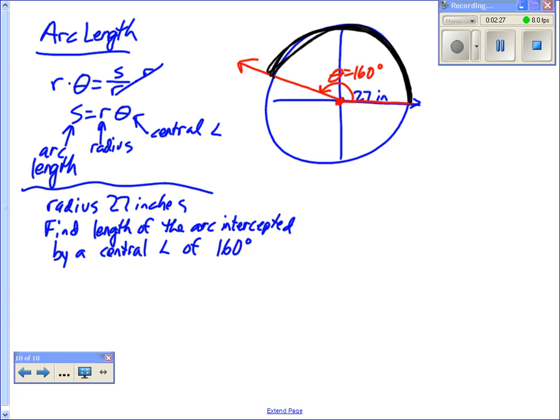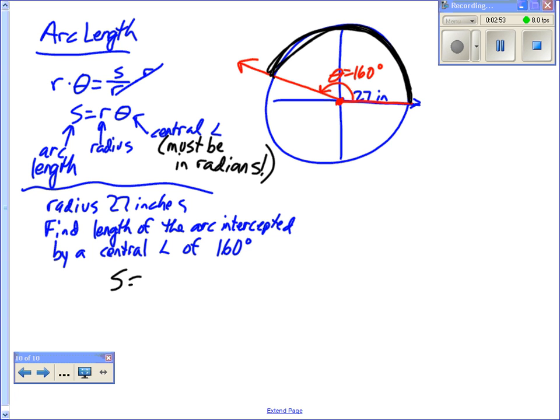Now this central angle, you guys, must be in radians. That's kind of the trick here. This thing must be in radians, right? That was the definition: we took this theta and we said, this is what a radian is. Theta is S over R, and if they're equal, we have 1 radian. If S and R happen to be equal, we have 1 radian.